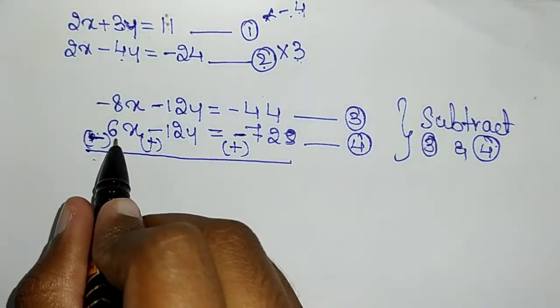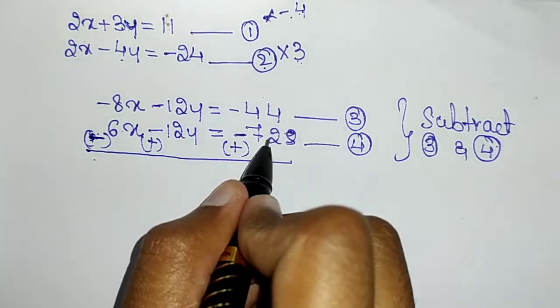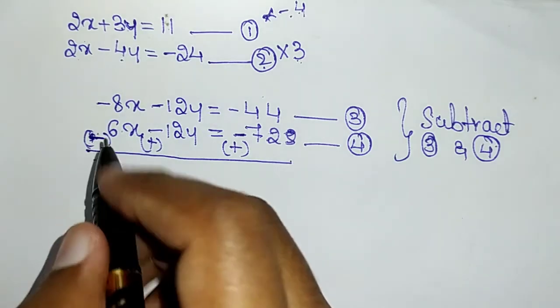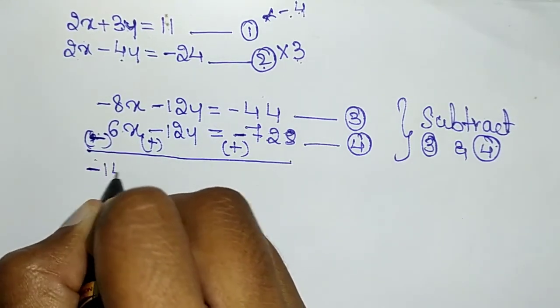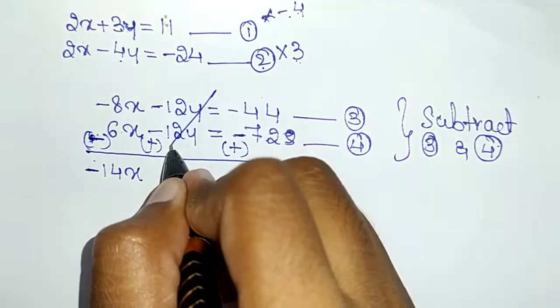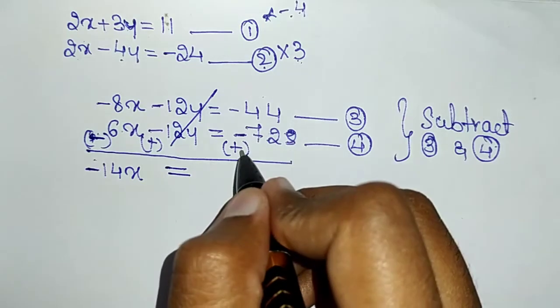The signs of the terms at the bottom part will change. Only at the bottom, not at the top. So minus 8 minus 6, we get minus 14x. Minus 12 plus 12 cancels out. So this is equal to minus 44 plus 72.